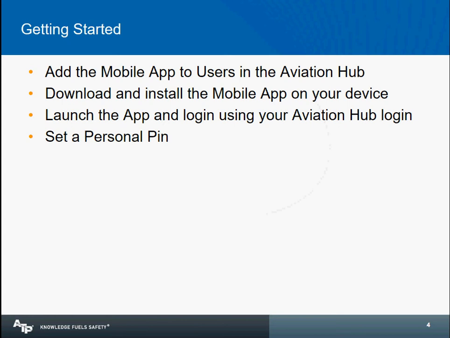The next step is to actually download and install the mobile application on your device. Whether it's the Google Store or the Apple Store, you'll want to get the application and download it to your device. Once you have the application on your device, you can launch the app and log in using your ATP Aviation Hub login, and then it'll ask you to set a personal PIN. Going forward, you don't need the password, you just need the PIN to log in.